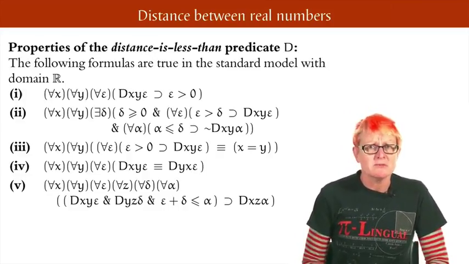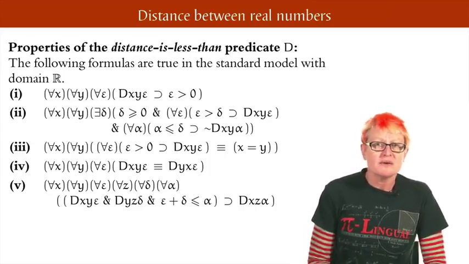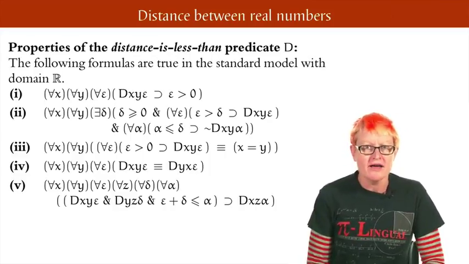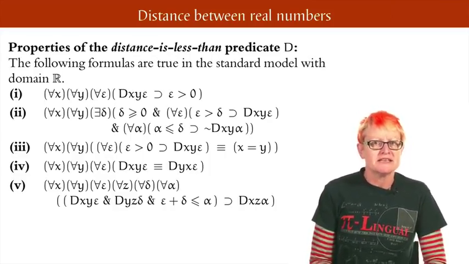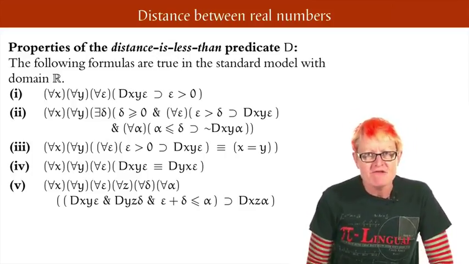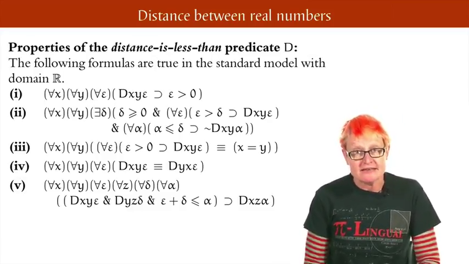If d(x, y, epsilon) and d(y, z, delta), then we know we can get from x to z via y, and thus conclude that d(x, z, alpha) holds whenever the third parameter alpha is greater than the sum of epsilon and delta.